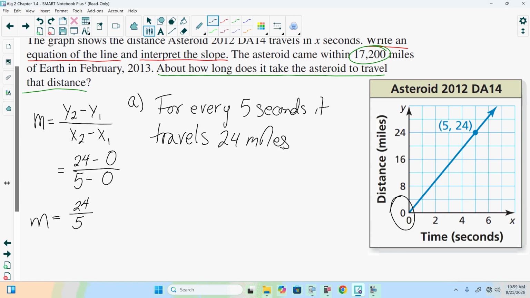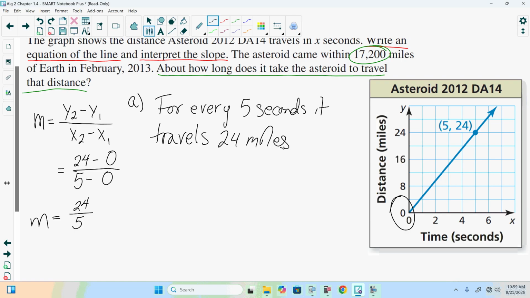If what you're saying is still describing the slope, I will take it. You do not have to write it for every 5 seconds it travels 24 miles. You could say for every 24 miles it takes 5 seconds. That is still saying the same thing, yes? For every 4.8 miles it takes 1 second. For every second we travel 4.8 miles. As long as what you say is telling us what the slope is telling us, that is a correct answer.